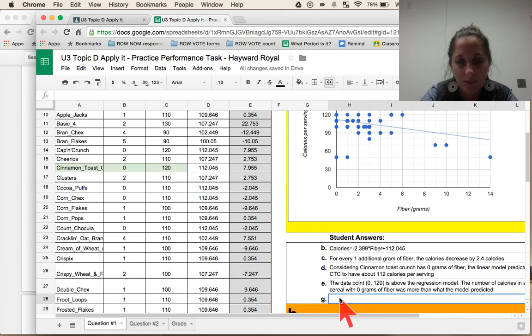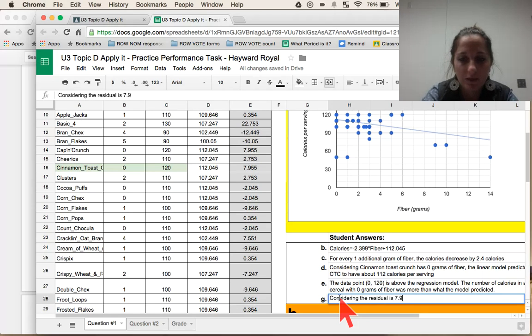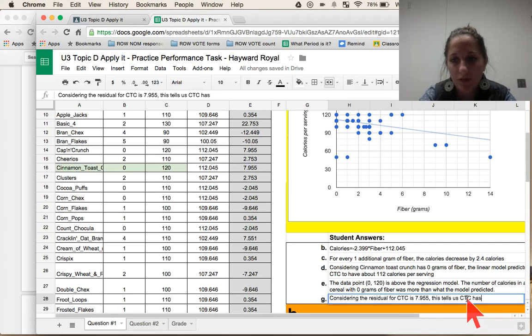So we would say something like, considering the residual for Cinnamon Toast Crunch is 7.955, this tells us Cinnamon Toast Crunch has 7.955 more calories per serving than the model predicted.